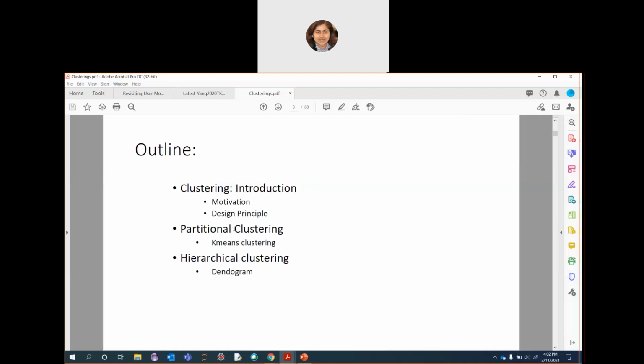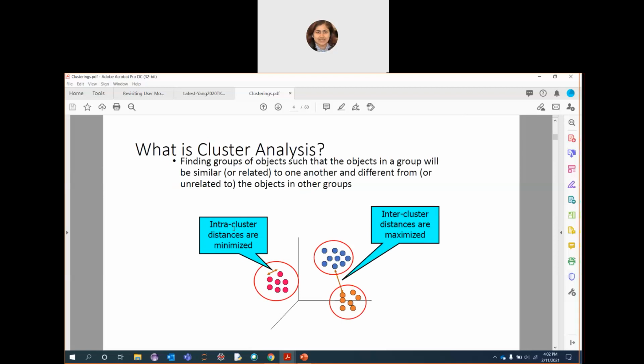So first, let's see what is clustering. Clustering is a task of dividing the population or data points into a number of groups, so that the data points in the same group are more similar to other data points in the same group than those in other groups. In simple words, our aim in clustering is to segregate the groups with similar traits and assign them into clusters.